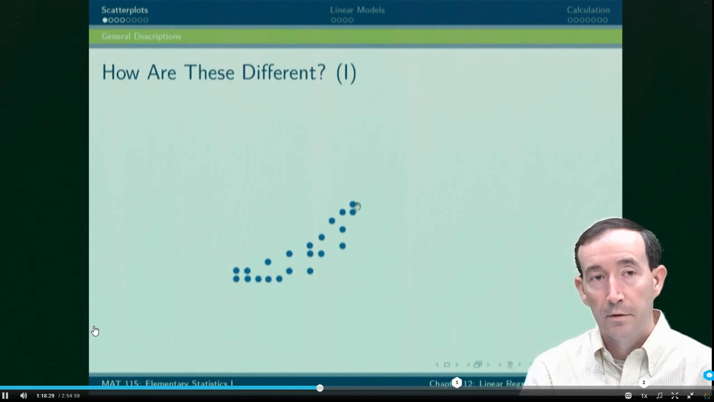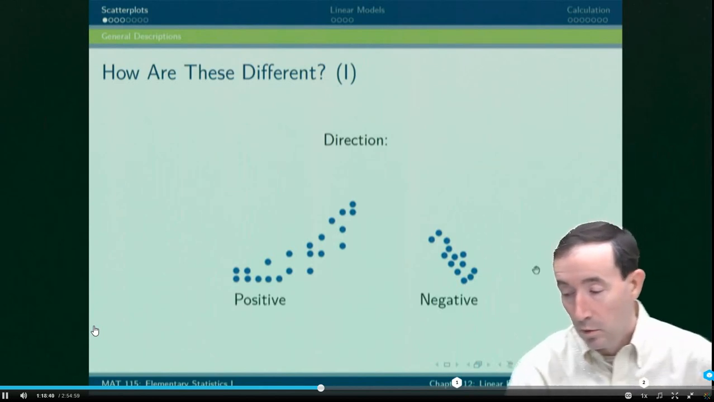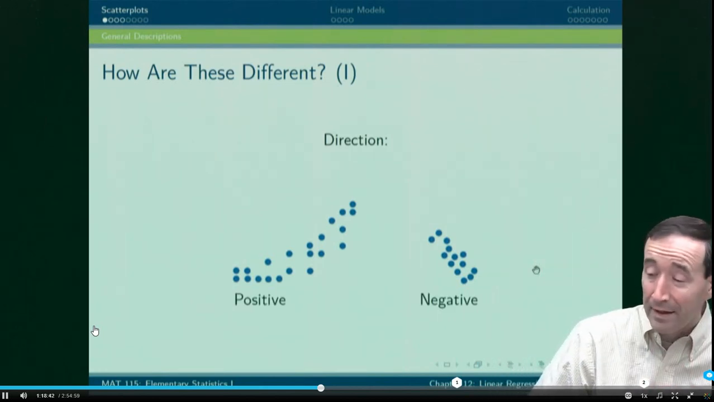If I were to try to describe that with a single line or curve, this one I would call a curved relationship. And this one I would say is far less curved. This is much more straight. Okay? And so that's one thing I can describe.